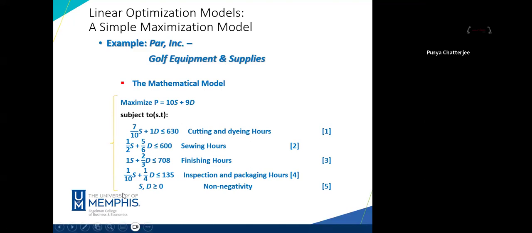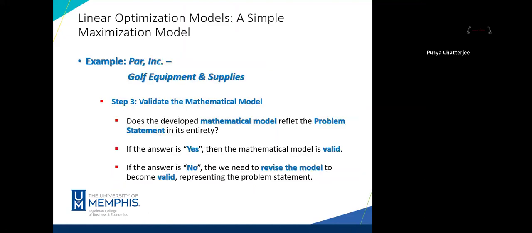So that's why you know that S, the number of standard bags, has to be greater than or equal to 0, and D, the number of deluxe bags, has to be greater than or equal to 0. So validating the model is really just writing down the model and then checking it against the problem. Does it contain everything that the problem has given us, all the components of the problem? It's basically just to take all the components.